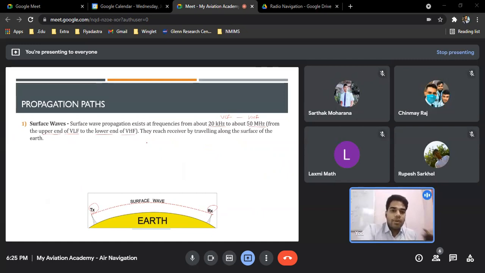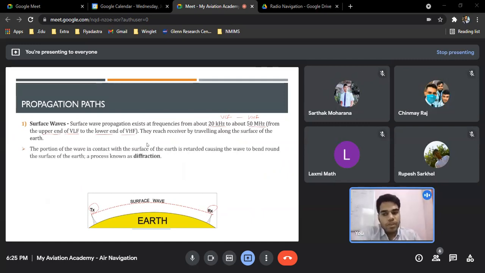They reach the receiver by traveling along the surface of the Earth. The portion of the wave in contact with the surface of the Earth is retarded, causing the wave to bend round the surface of the Earth. This process is known as diffraction. Now, who knows what diffraction actually is?